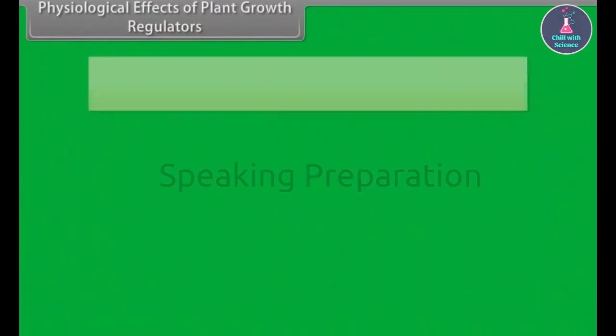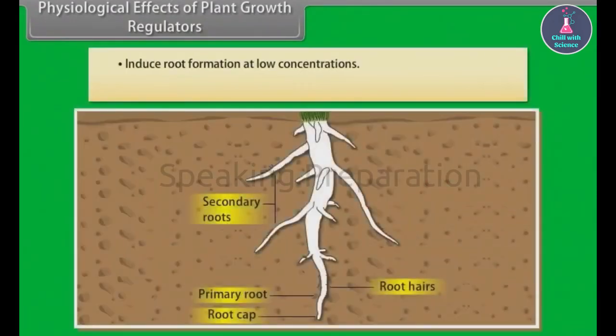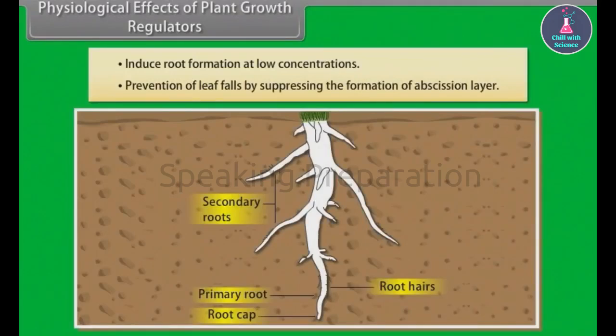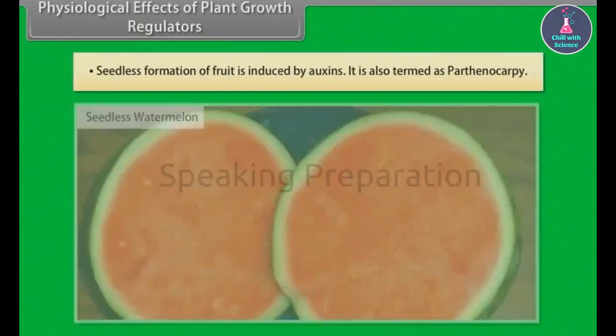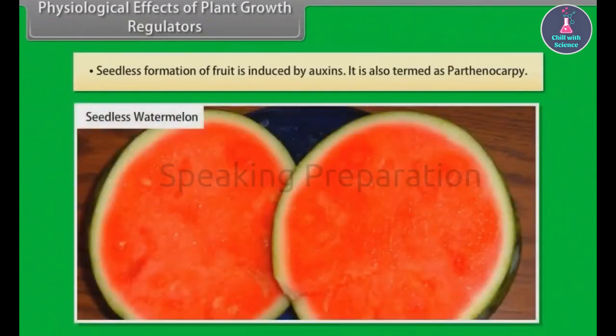They induce root formation at low concentrations. Prevention of leaf fall by suppressing the formation of the abscission layer. Seedless fruit formation is induced by auxins. It is also termed parthenocarpy.